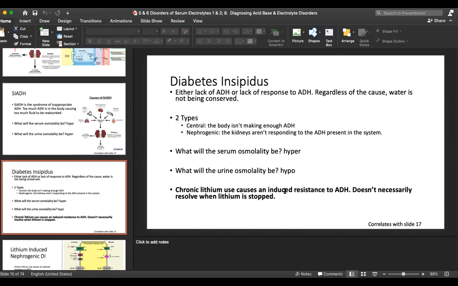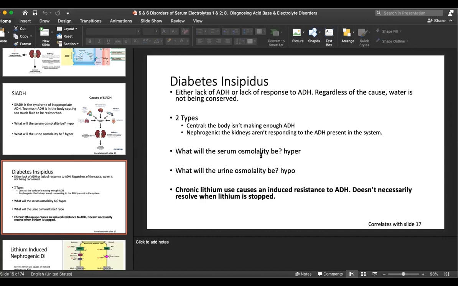So I think of it that way. It's pretty easy if you remember either SIADH or diabetes insipidus. Remember one of them, and then just know the other one's the opposite. That's how I remember it.